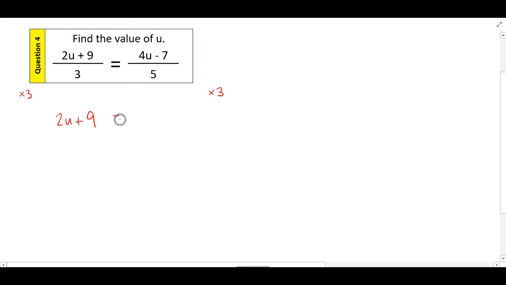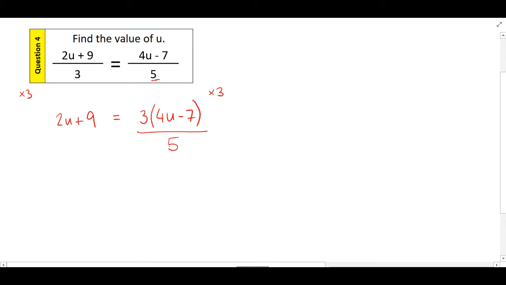On the right-hand side, if we multiply that by 3, the way we write that is 3 lots of everything on the numerator. Not just 3 lots of 4, it's 3 times the whole lot of 4u take away 7, which is why I've put that in brackets. We do still, however, have that divided by 5 on that side.